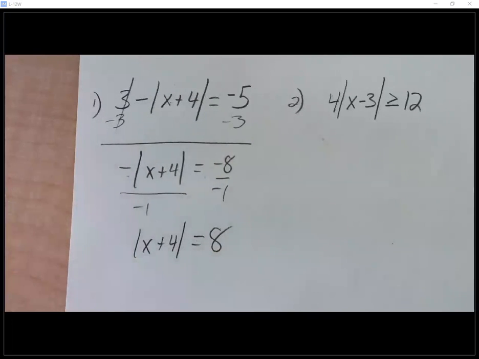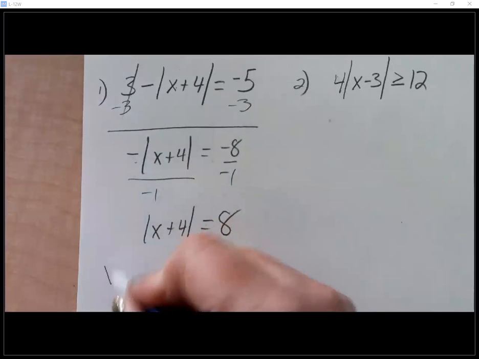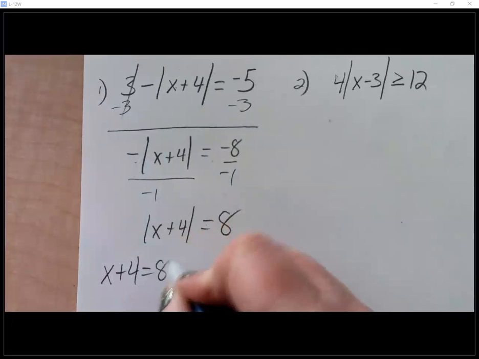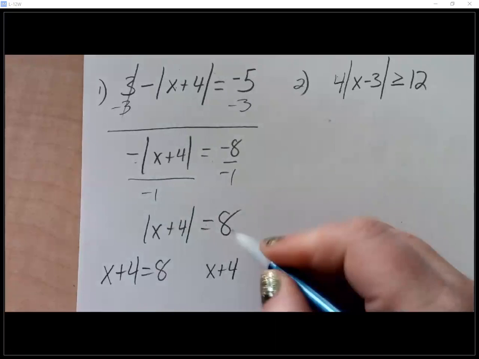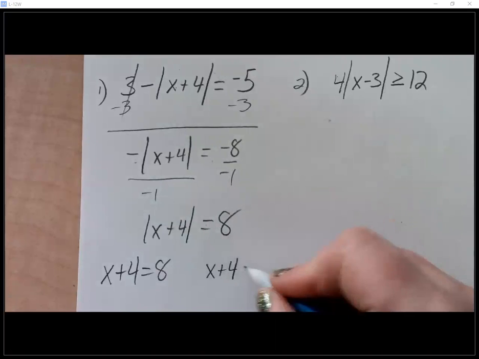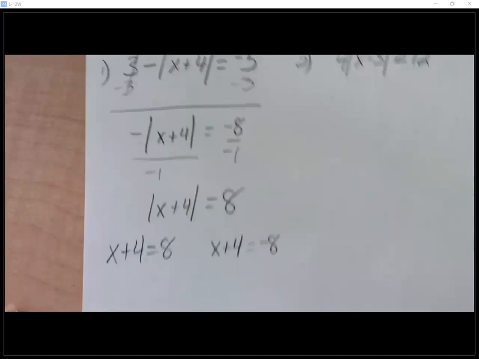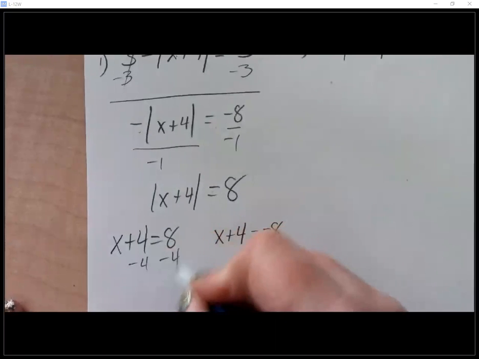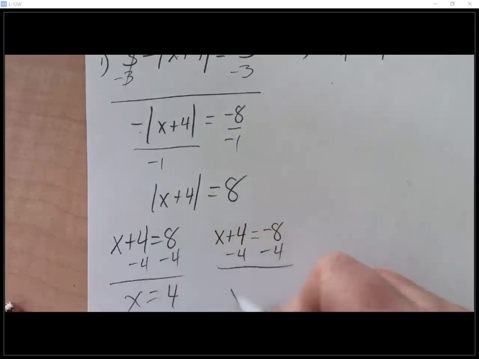Let's find them. So to find the first one, I write x plus 4 equals 8, exactly like I see it. I don't change anything. I just don't write the absolute value first. Then the second time, I write it again, x plus 4, but now I have to take the opposite of this side. So I set that equal to negative 8. And now I just solve each one separately. So on one side, I'm going to get 4. And then on the other side, I don't get negative 4. I get negative 12. Those are my two answers.